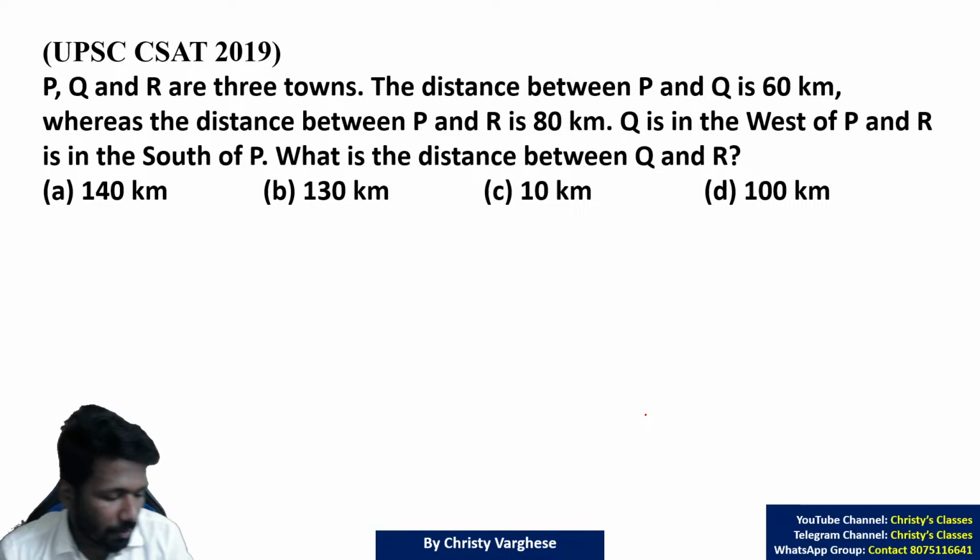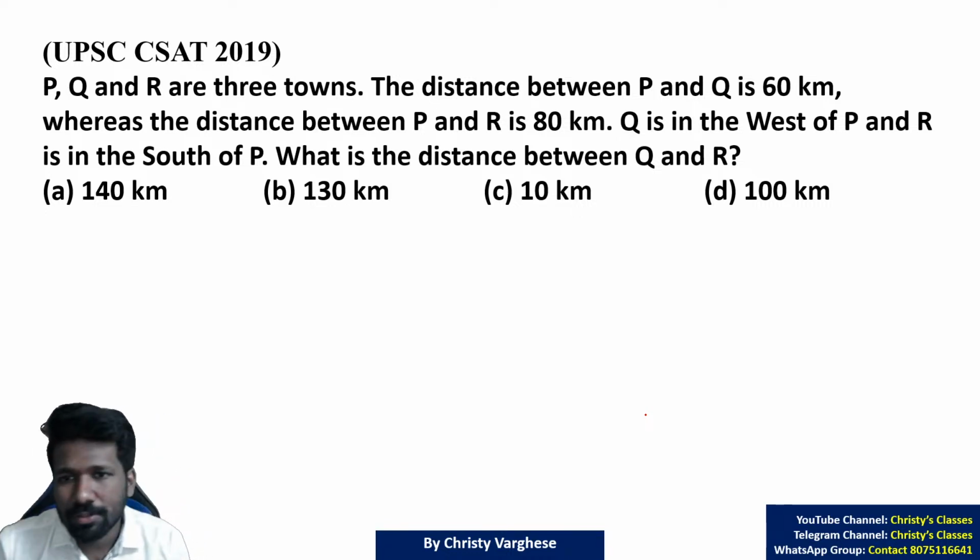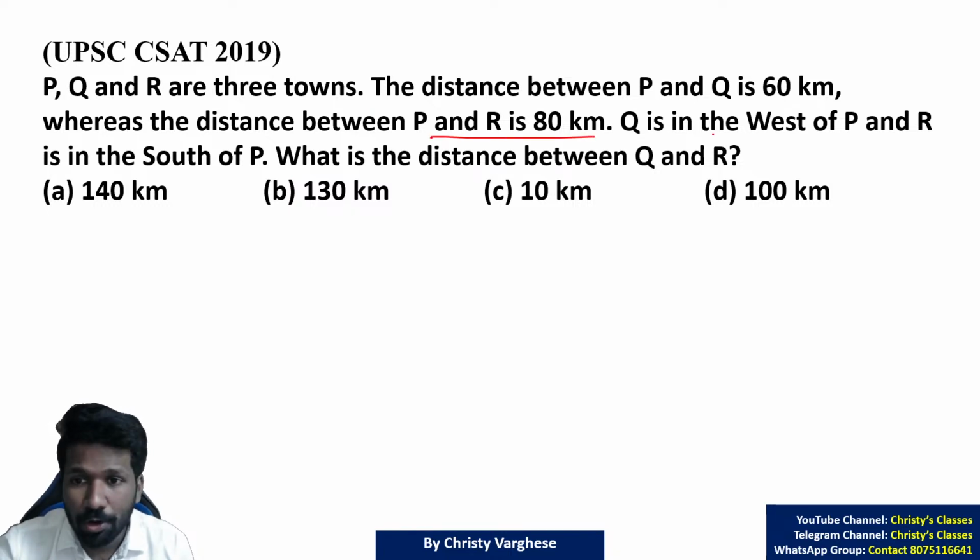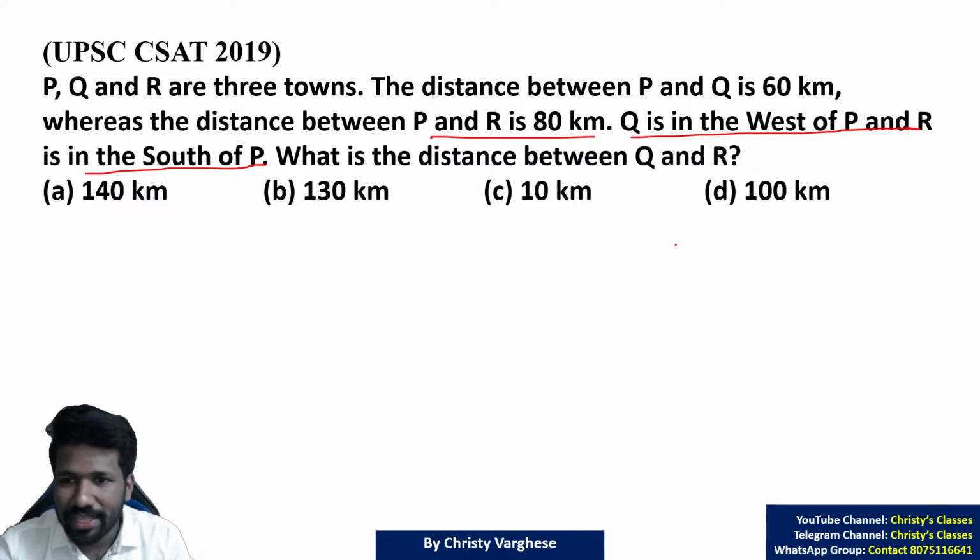Okay, due to lack of time, I will start explaining. PQR are three towns. The distance between P and Q is 60 km, whereas the distance between P and R is 80 km. Before drawing that, the direction is mentioned in the next sentence, so first you have to use that.